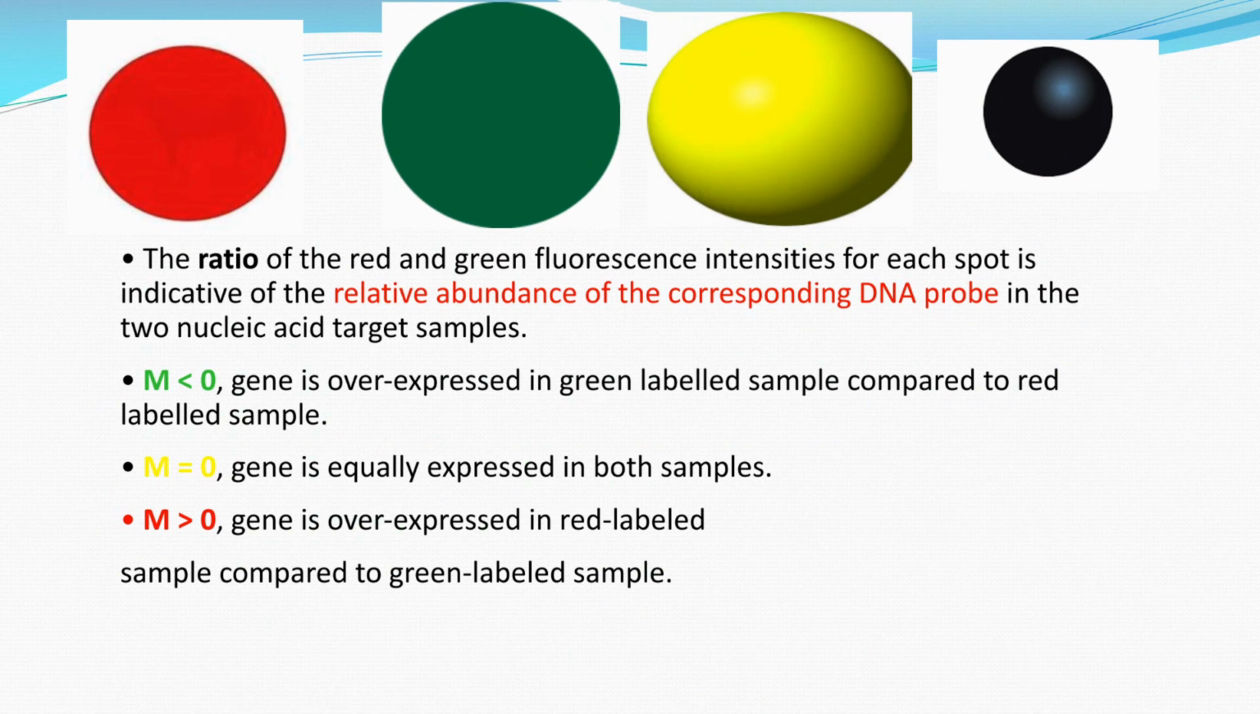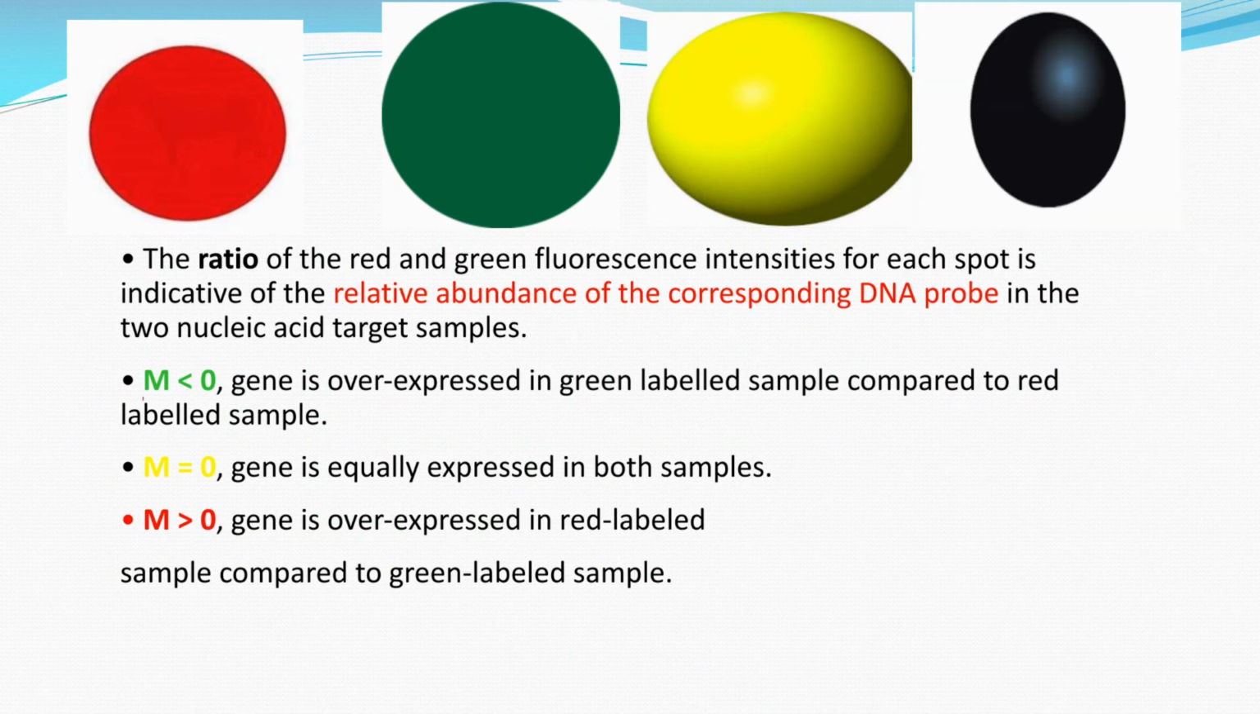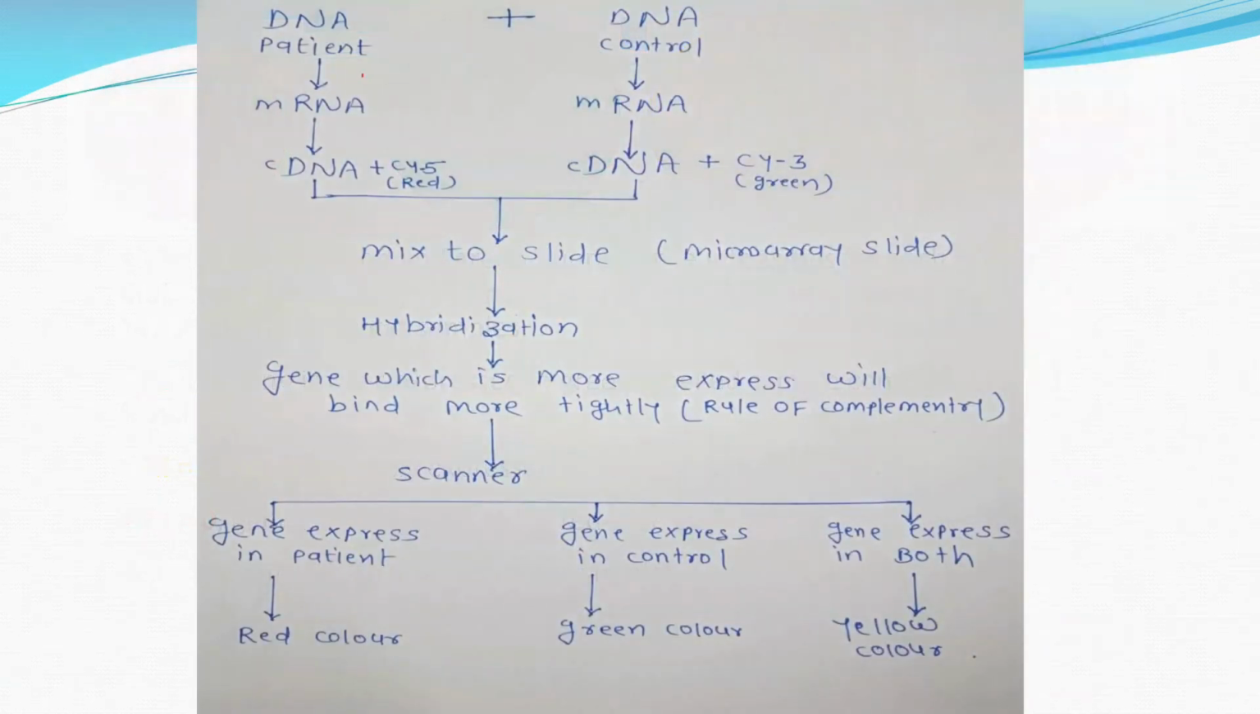Okay, so if we are taking the mean value, if the mean value is less than 0, it means it is green in color and expressed in the control sample. If it is more than 0, it is expressed in the red color. It means the gene is activated in the tumor cells. If it is equal to 0, it indicates expression in both the samples and gives the yellow color. If it is not expressed, it will give the black color.